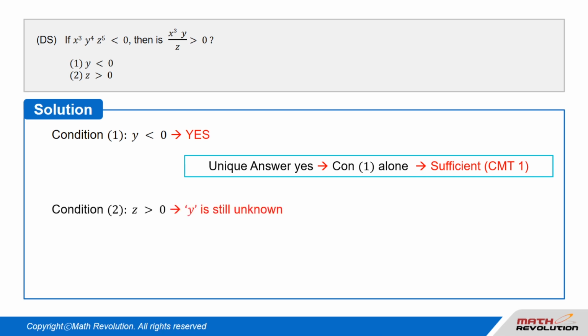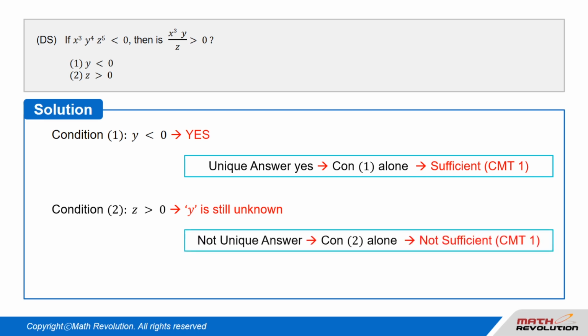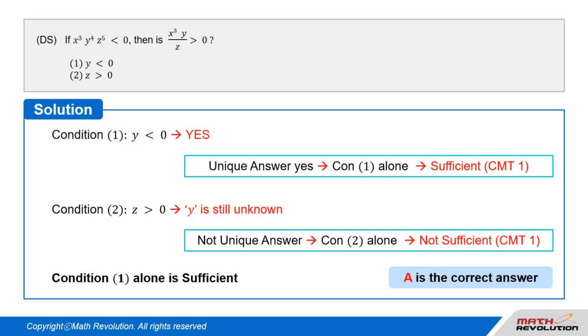Condition 2 tells us that z is greater than 0, but we do not know the value of y. So we will not get a unique value. So the condition is not sufficient by CMT1, which means that the answer must be in terms of a unique yes or no. Condition 1 alone is sufficient. So, A is the correct answer.